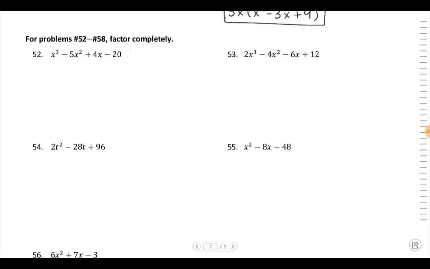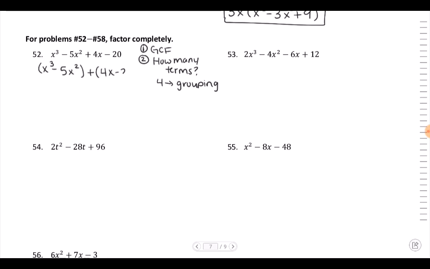However, we can do factor by grouping because we have 4 terms. So after you look for GCF, so GCF number 1, always do GCF first. Number 2, how many terms? Right? If you have 4 terms, you do grouping. So in this case, we have 4, so 4 means grouping. Okay, so we're going to group together the first 2, x cubed minus 5x squared. And then we're going to group together the last 2 here.